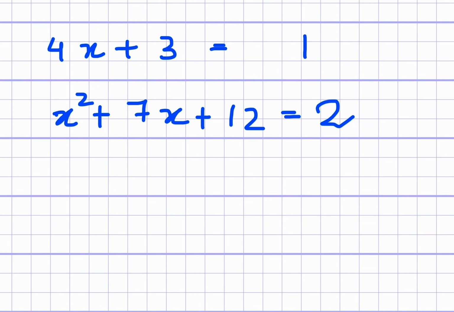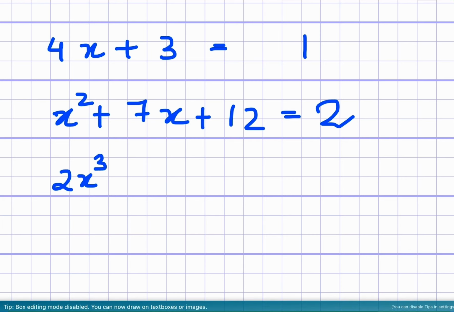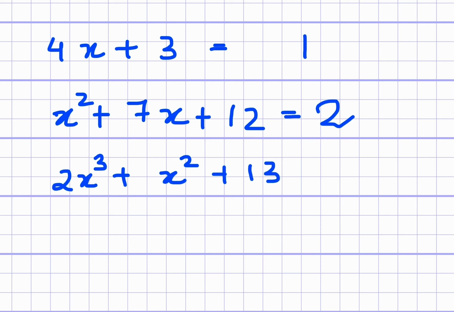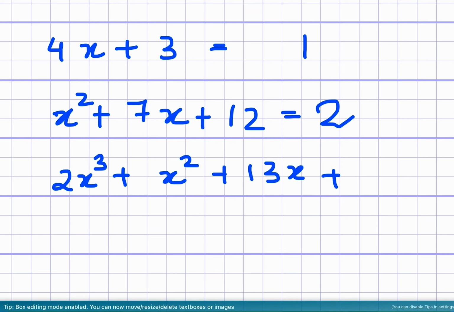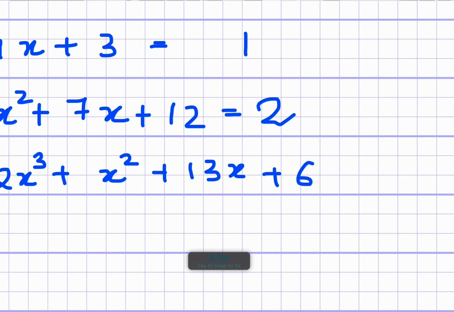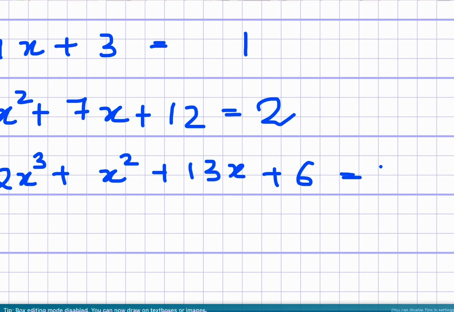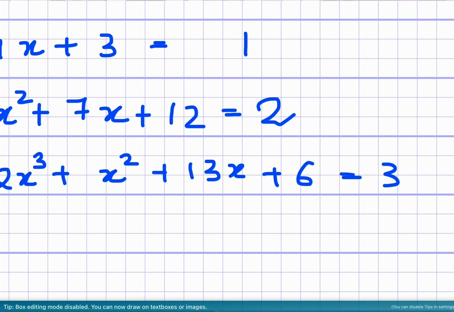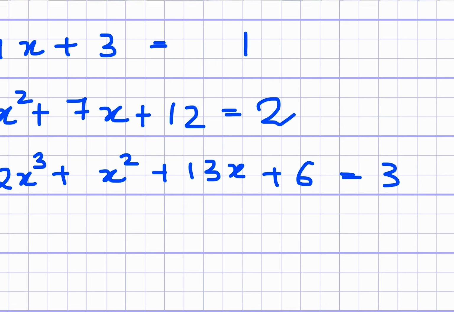Now we can take a cubic. For example, 2x cube plus x square plus 13x plus 6. So what is the highest power of x? It is 3. So the degree of this polynomial will be 3.